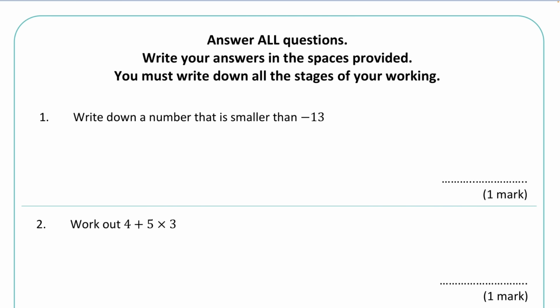We have: write down a number that is smaller than -13. So here we just need to pick, I would just go with the closest number that's smaller, so -14. You could obviously go for any number where the number itself is bigger than 14, with your negative symbol, so -15, -16 and so on.